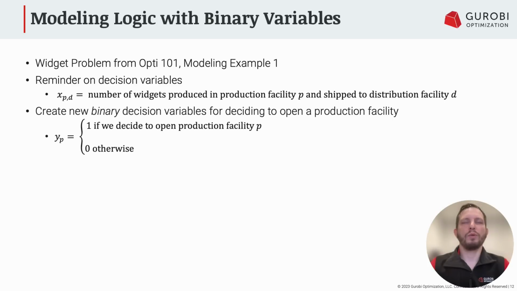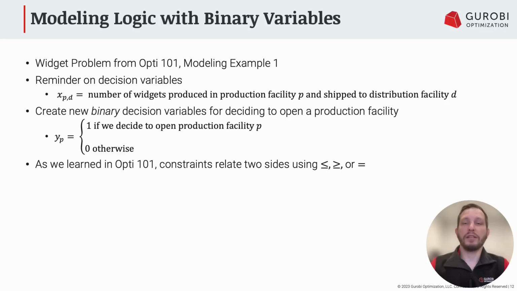So now to model this, since we're talking about modeling logic with binary variables, let's create a new binary decision variable for deciding to open a production facility. So YP is 1 if we decide to open production facility P, and 0 otherwise. So 0 if it's going to close. So as we learned in Opti101, constraints relate two sides using less than or equal to, greater than or equal to, or strictly equal.